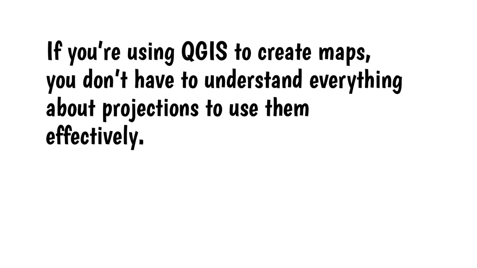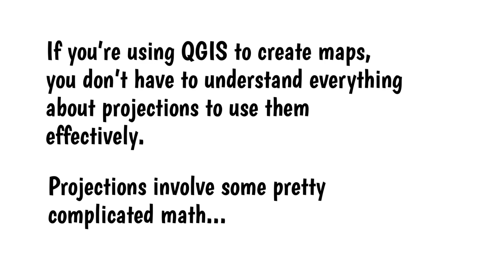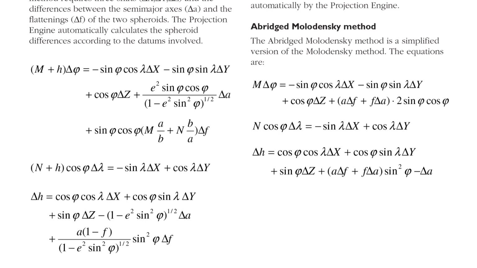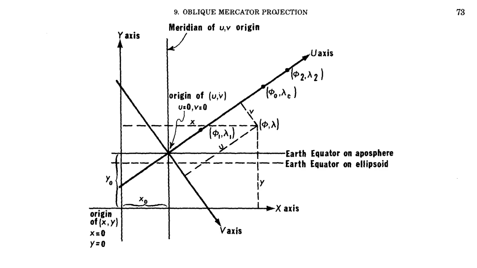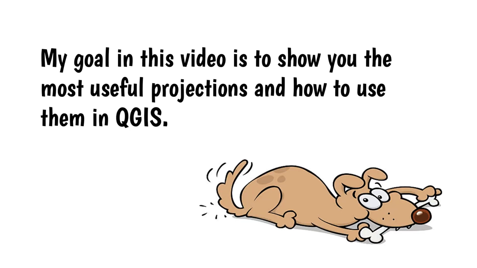If you're using QGIS to create maps and not doing serious spatial analysis, you don't really have to understand everything about projections to use them effectively. Projections involve some pretty complicated math. Here are some examples. I'm going to skip all of that because I don't really understand or care very much about it. If you're interested in it, there are plenty of online resources about it. My goal in this video is to show you the most useful projections and how to use them in QGIS.